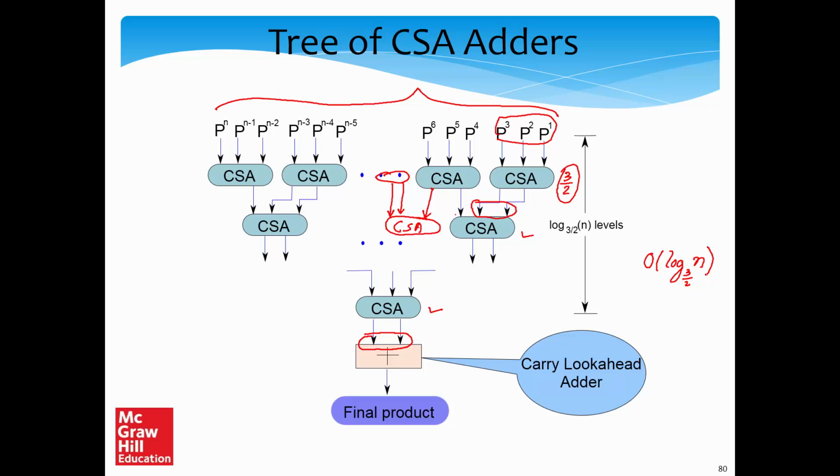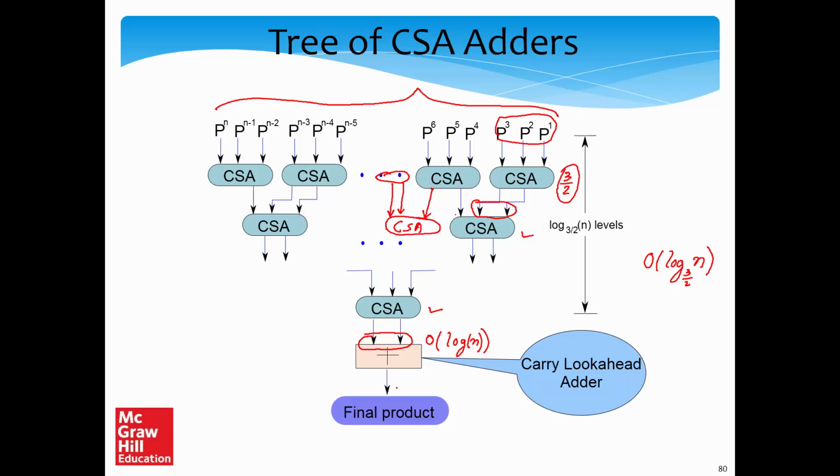And so ultimately we will reach a point where the sum of all the partial sums is just a sum of these two numbers. Once we have two numbers, we can use a regular carry look ahead adder, which again takes in order of log n time, to add these two numbers. These two numbers will be much larger and they will have roughly 2n bits, but that's okay. The complexity relation still holds, and then we'll get the final product.